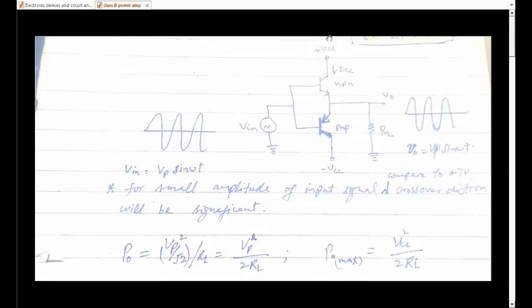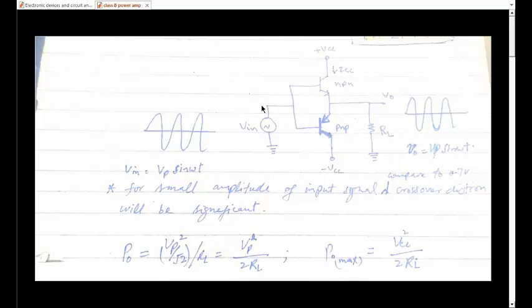So two voltage sources are required to implement this push-pull class B amplifier. Later on we will see that we can use only one source and connect this terminal to ground as well, but for that we require capacitors at the input and output side of the circuit. With these two power supplies and two transistors, this is the load across which the output is delivered.